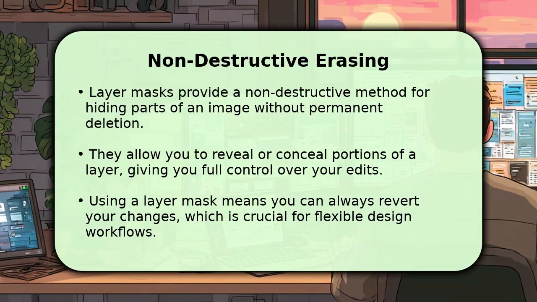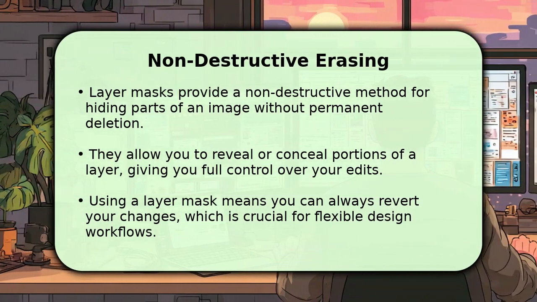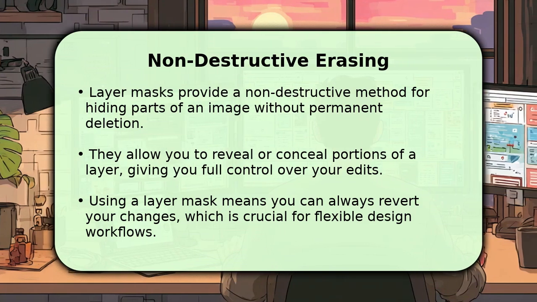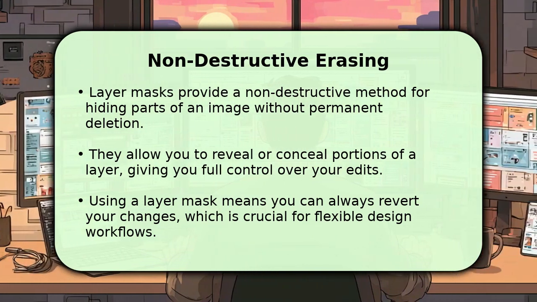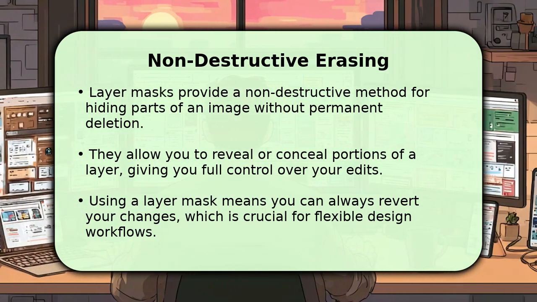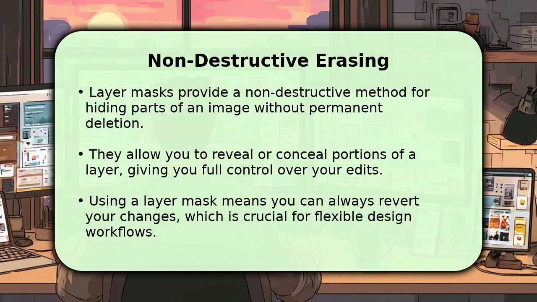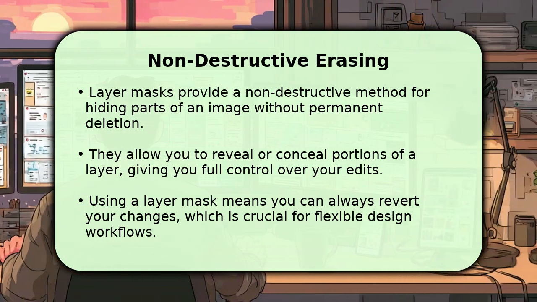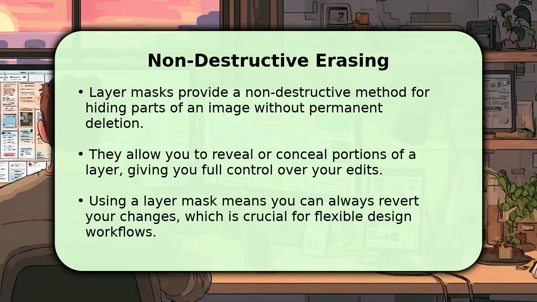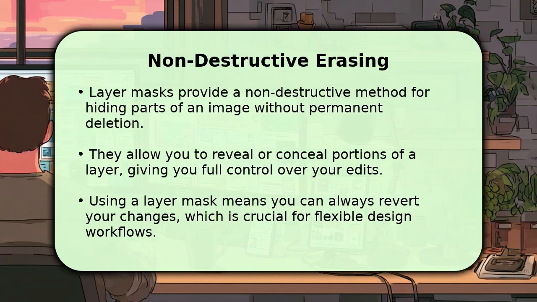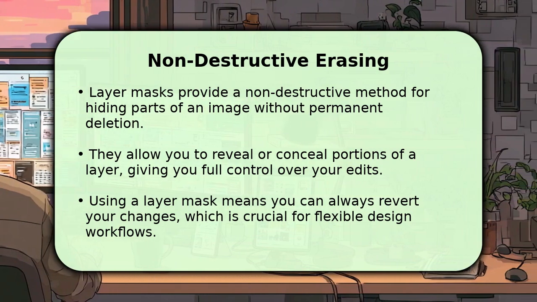Unlike the eraser tool, a layer mask does not delete any pixels, it simply hides them from view. This means you can always go back and fine-tune your edits at any time, which is incredibly powerful for complex projects. Think of it as painting with an invisible ink that can easily be made visible again. It is truly the gold standard for image manipulation.